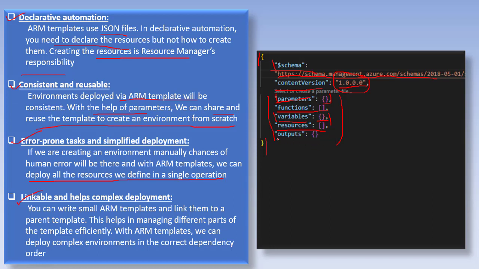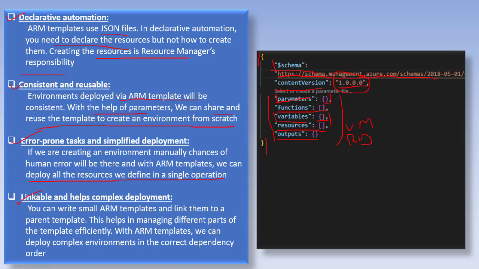Last but not the least, the outputs. The output is basically return values from the deployed resources. So whatever resources you have deployed, suppose you have deployed a VM, if you want the VM resource ID as the output, then you can define that over here in the output section.